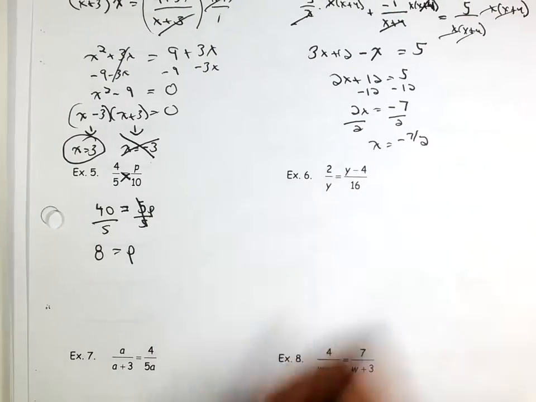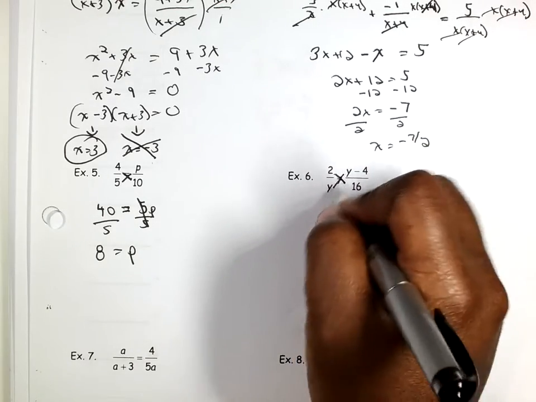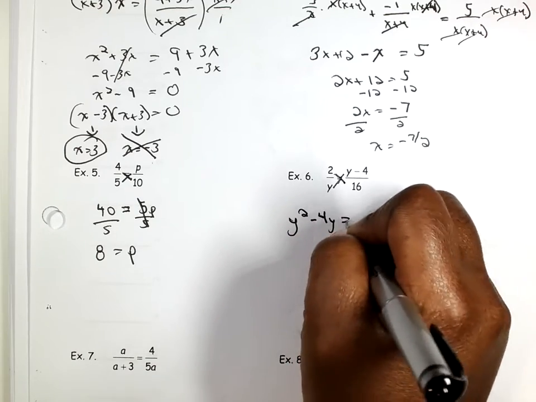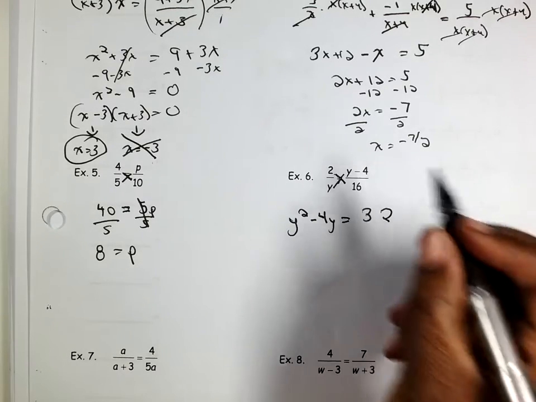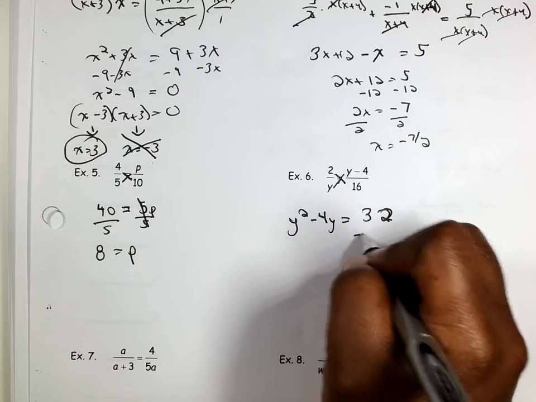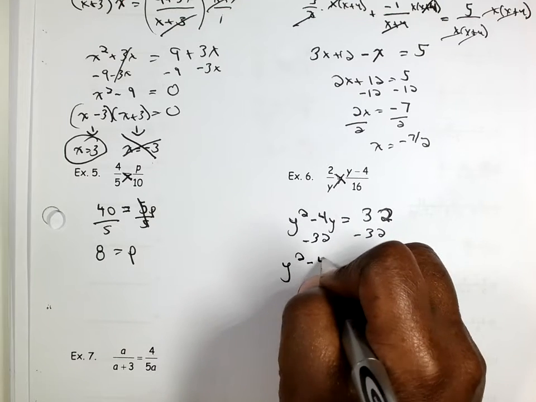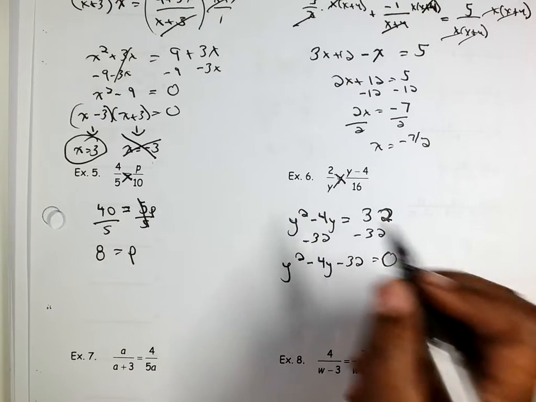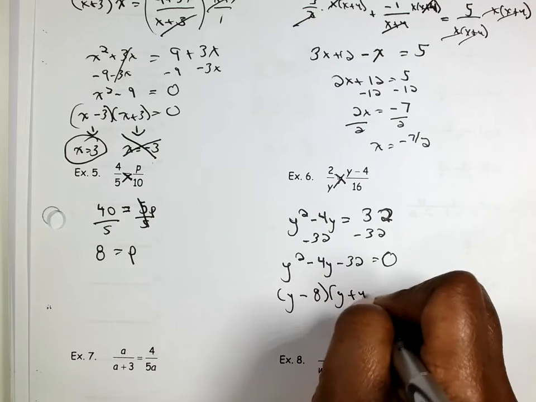So number 6, I'm going to do y times y minus 4, which is y squared minus 4y, is equal to 2 times 16, which is equal to 32. So this time I have a quadratic. I need to set it equal to 0 and factor it. So I'm going to subtract 32. And then that would factor to y minus 8 times y plus 4.